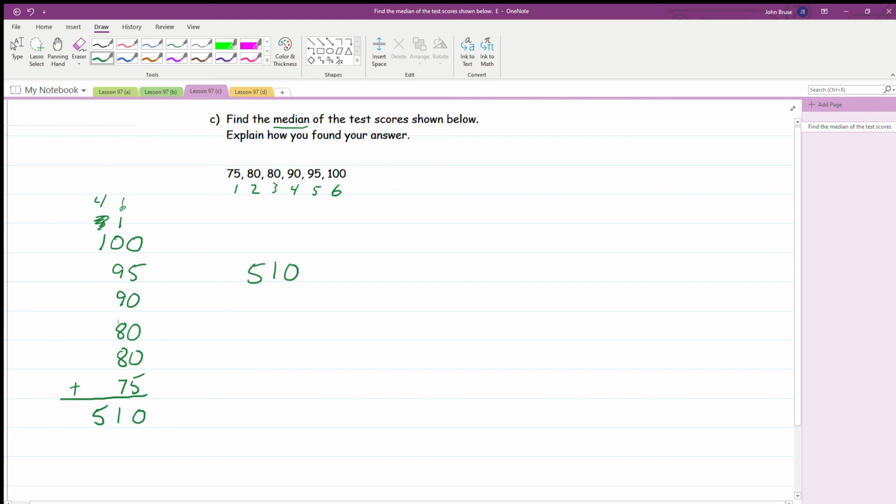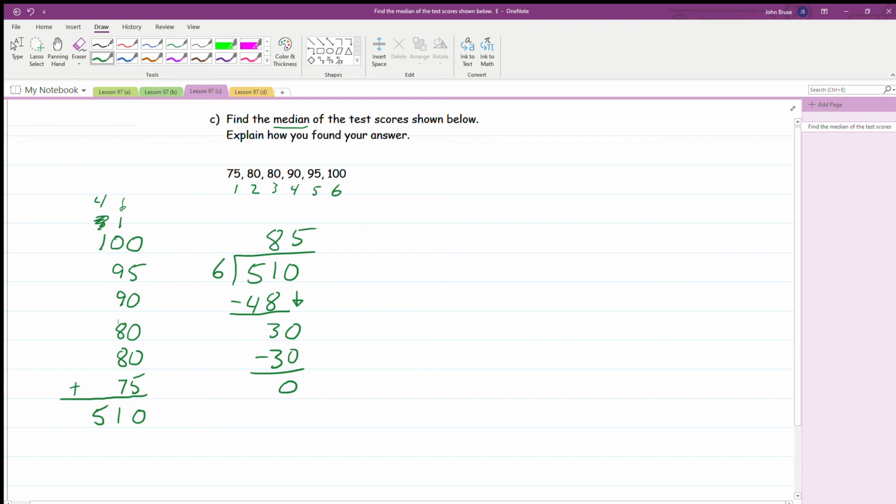510 by 6. Okay. So let's see here. 6 times 10 is 60. 6 times 9 is 54. 6 times 8 is 48. So we're going to go with 8. 8 times 6 is 48. Subtract. We're left with 3. We carry down the 0. Then 5 times 6 is 30. We subtract and end up with 0.